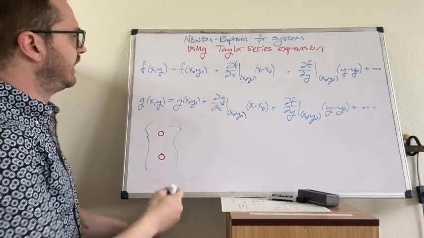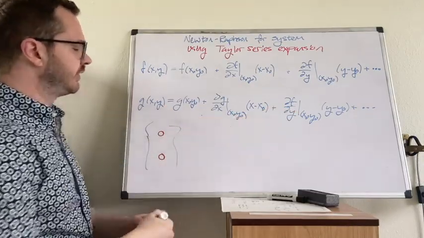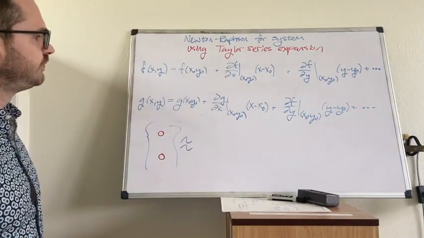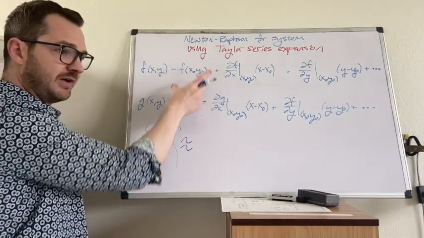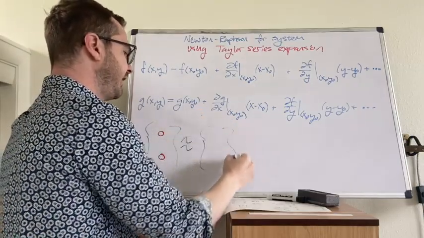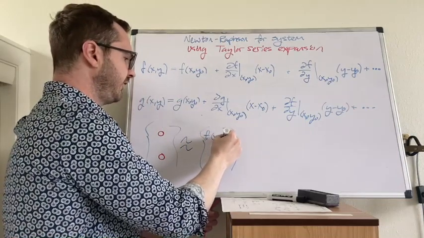Next, this is an equal sign because it's an infinite series. We're going to truncate the series, which will make this approximately equal to. Next, I'm going to take the original functions. I'm going to bring those down. I'm going to put those inside of a vector as well. So here's f of x naught, y naught.